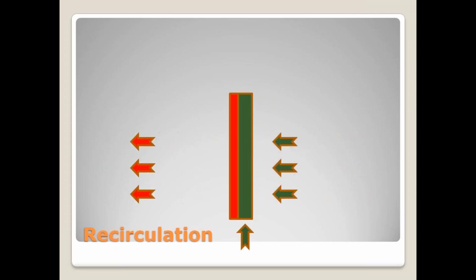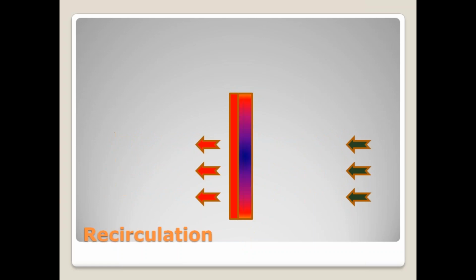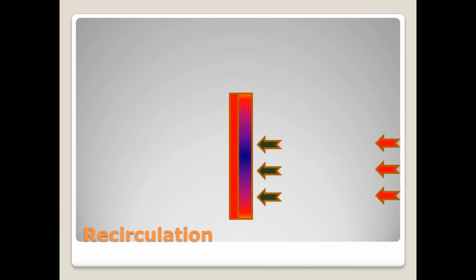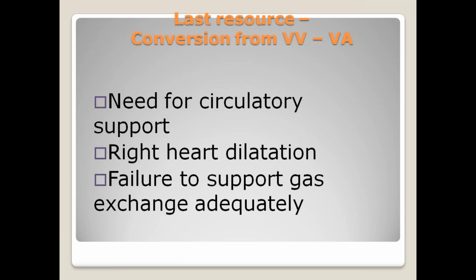So this is how the flow is. But in case of recirculation, the same blood returns back to the drainage. Because of recirculation, the effective blood going to the RA will not be there, so you get hypoxia. And as I told, the last resort is to convert from VV ECMO to VA ECMO. The reasons for switching to VA ECMO are that you might require circulatory support, right heart dilatation, and failure to support gas exchange adequately. Then you think of switching from VV to VA.